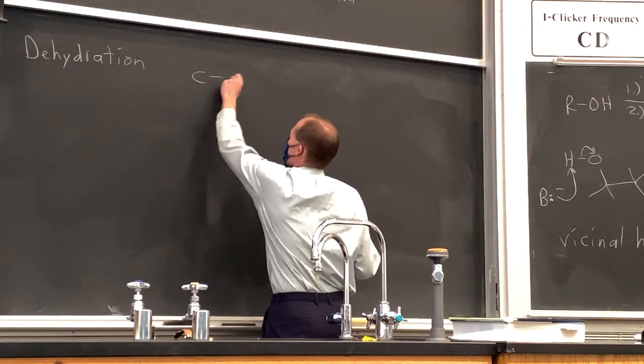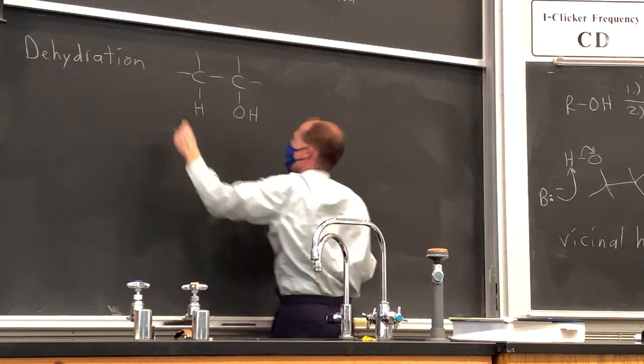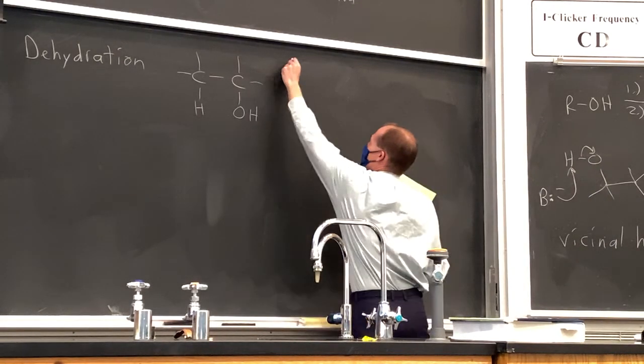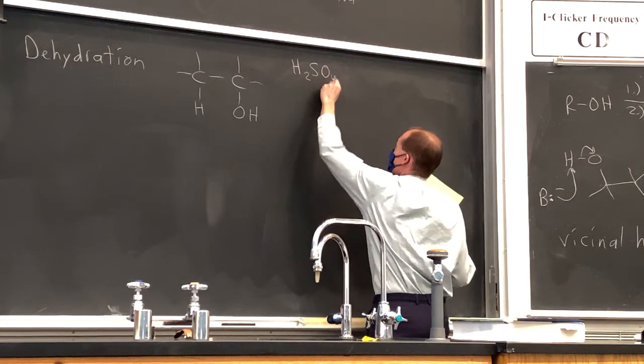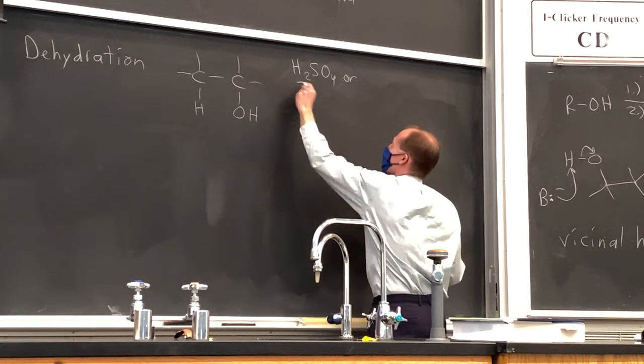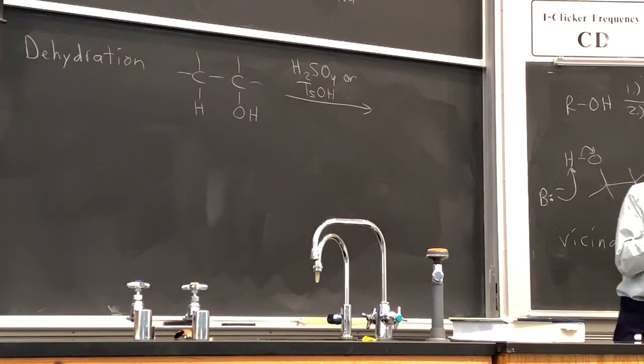So we start with an alcohol. That alcohol has to have at least one beta hydrogen atom. And then we're going to react that alcohol with one of two acids. We're either going to use sulfuric acid or we're going to use toluene sulfonic acid. We learned the structure of toluene sulfonic acid back in chapter 2. It's an organic version of sulfuric acid where one of the OH groups of sulfuric acid has been replaced by a benzene ring, a substituted benzene ring.